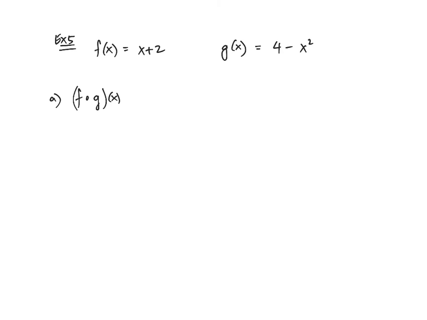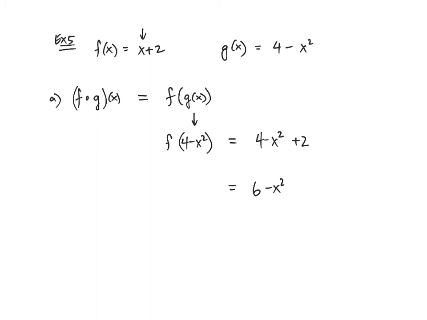Okay, so f of g of x simply means that you're putting the g function into the f function. So the g function is 4 minus x squared. So you put 4 minus x squared into the f function and you replace x. So when you do that, this x right here becomes 4 minus x squared and then plus 2. If you simplify that, that's 6 minus x squared. So f of g is 6 minus x squared.